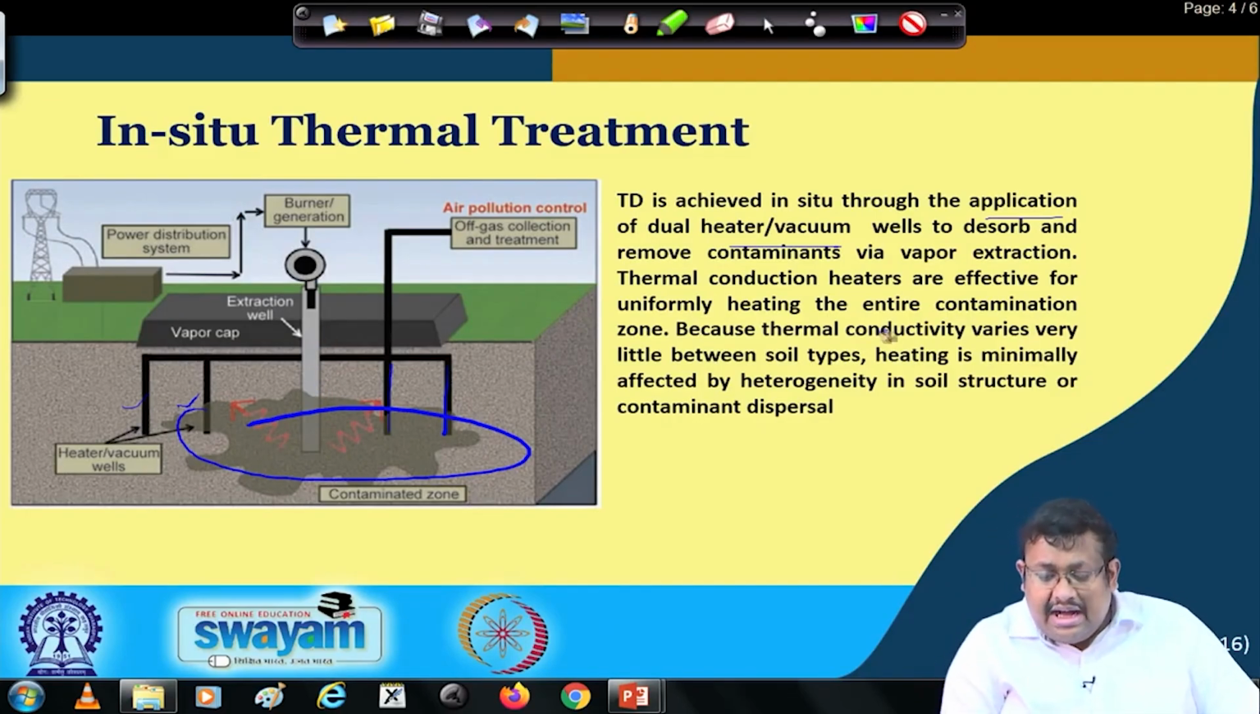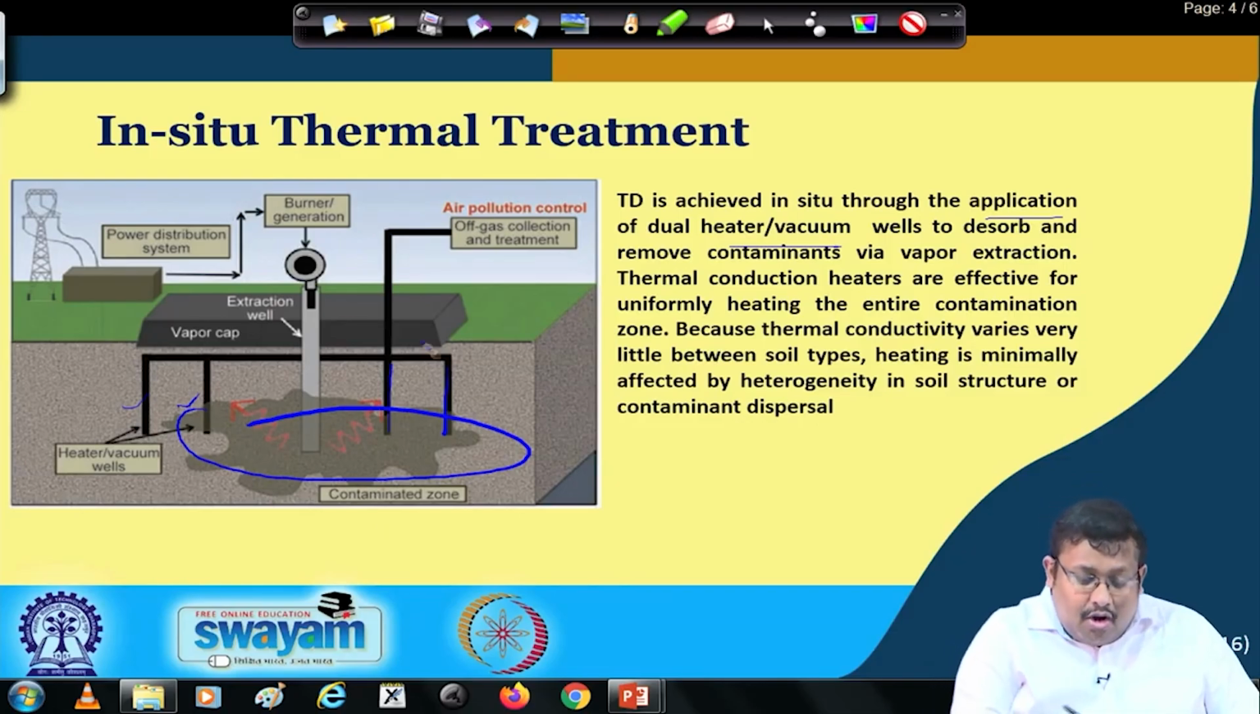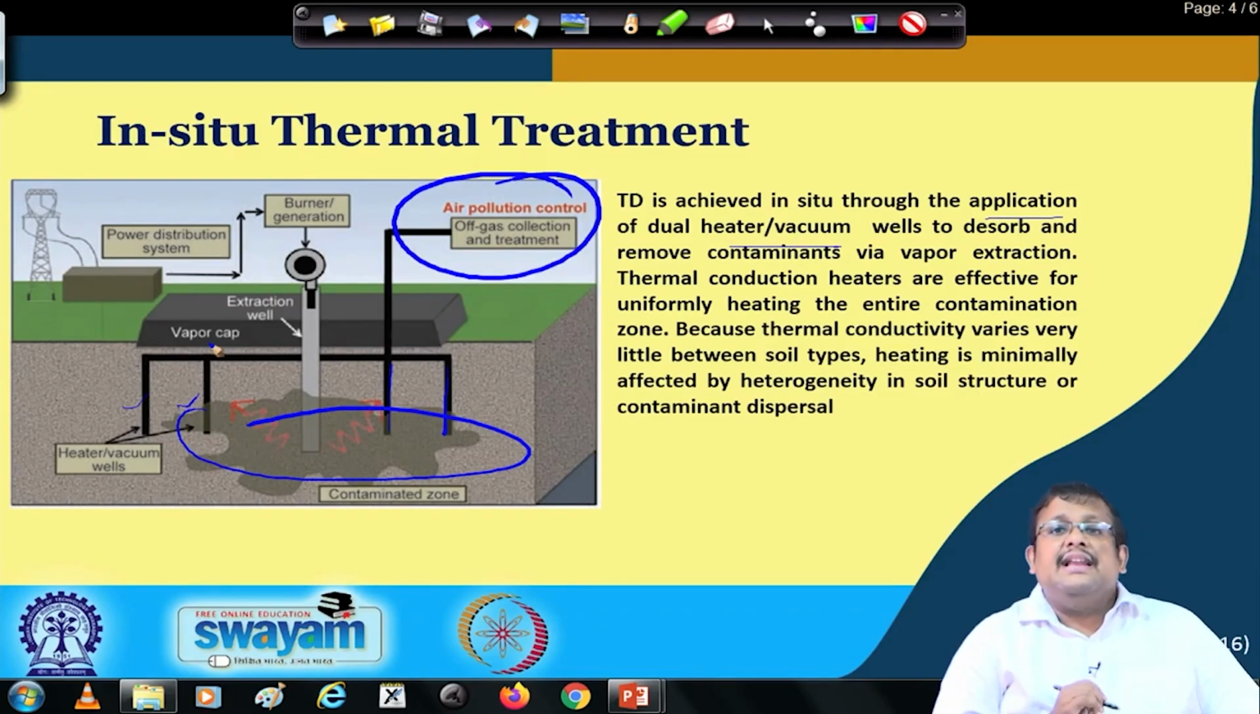So, remember that because thermal conductivity varies little between soil types, heating is minimally affected by heterogeneity of soil structure or contaminant dispersal. So, this is an example of in situ thermal treatment. You can see that once the contaminant vapors are collected, they are further treated in the air pollution control unit, just like in the ex situ thermal treatment.